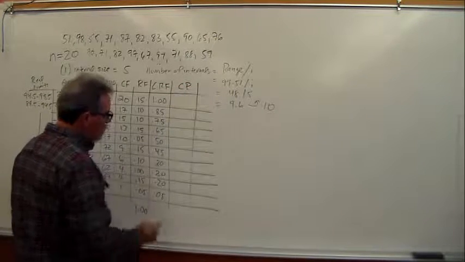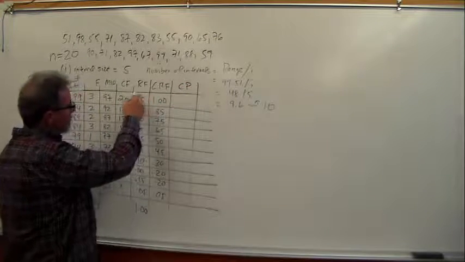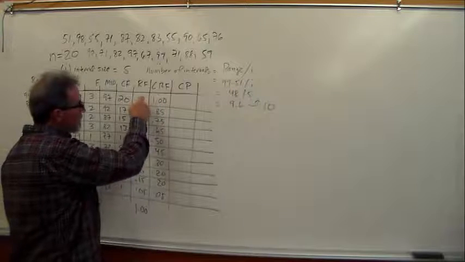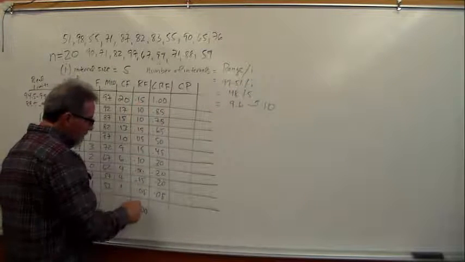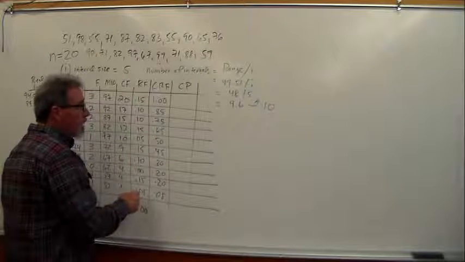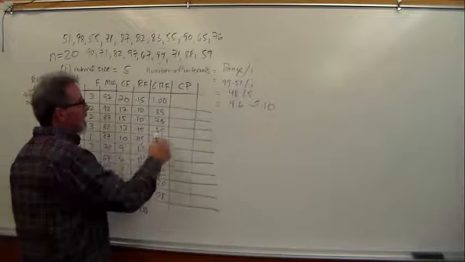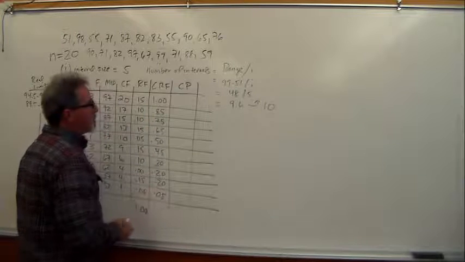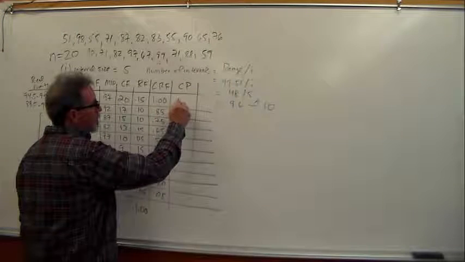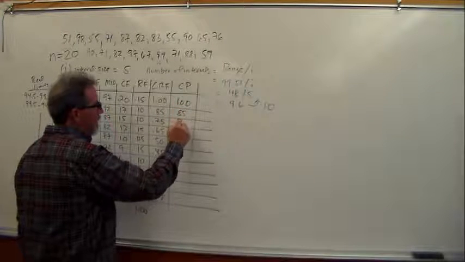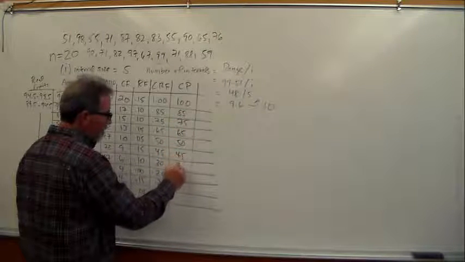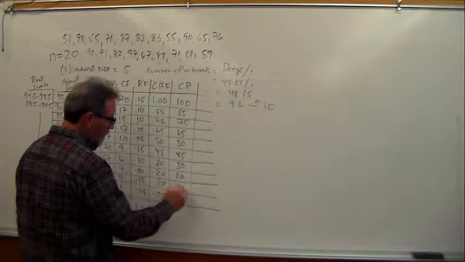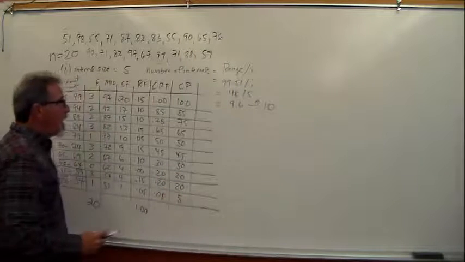The final one to do is just cumulative percent. This is the easiest one to do. We take relative frequency and multiply by 100 to get percent. To get cumulative percent, we take cumulative relative frequency and multiply by 100. So that's 100, 85, 75, 65, 50, 45, 30, 20, 20, and 5.